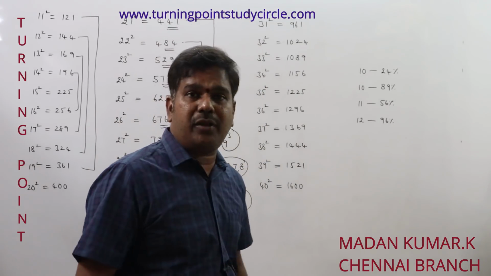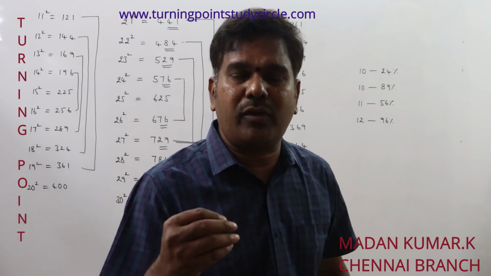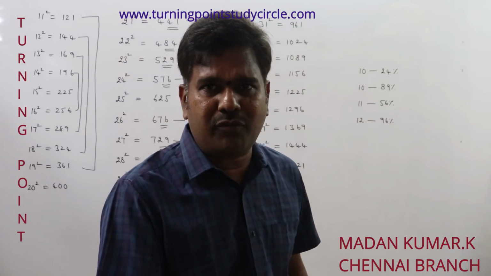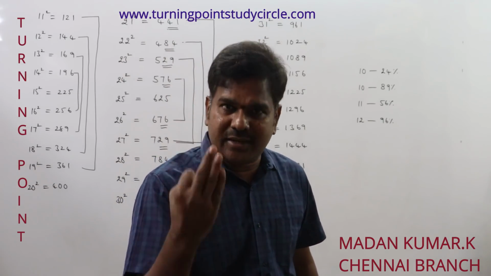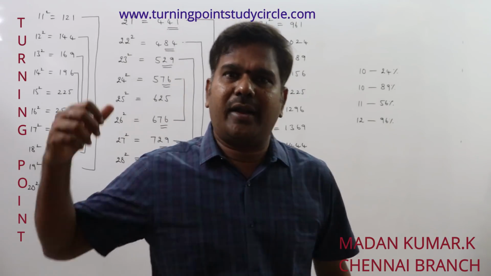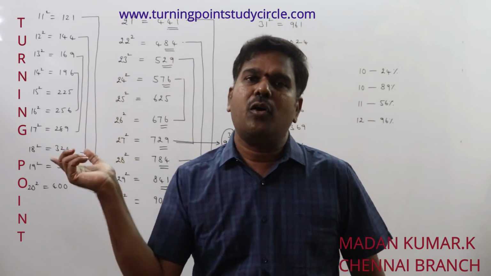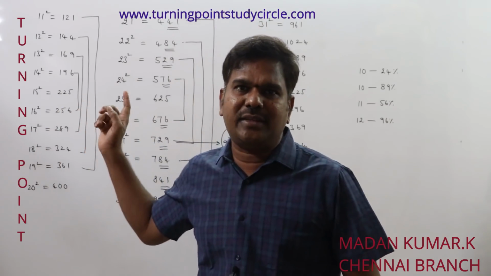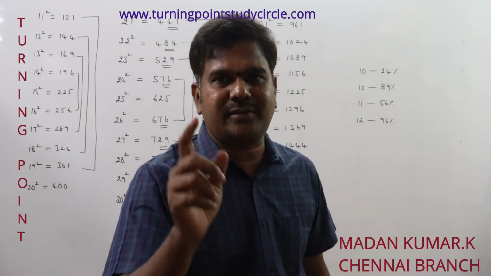So 12 square is 144. What other 144s have we discussed? 24 into 6 is 144, 36 into 4 is 144. In tables, 16 9s are 144, 18 8s are 144. And 13 square is 169, and reversed, 31 square is 961.